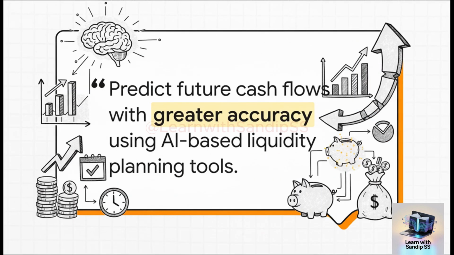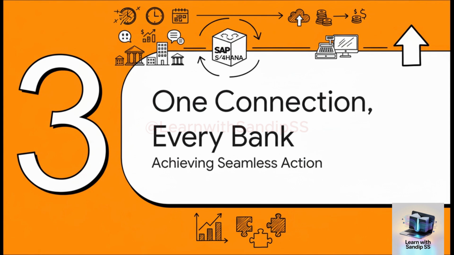And this isn't just a little tweak. It's about using artificial intelligence to build way more reliable projections. The system chews through all your historical data and current trends to predict where your cash is going to be in the short and medium term. So you're not just reacting to cash shortages anymore, you're actually seeing them coming and preparing for them ahead of time.